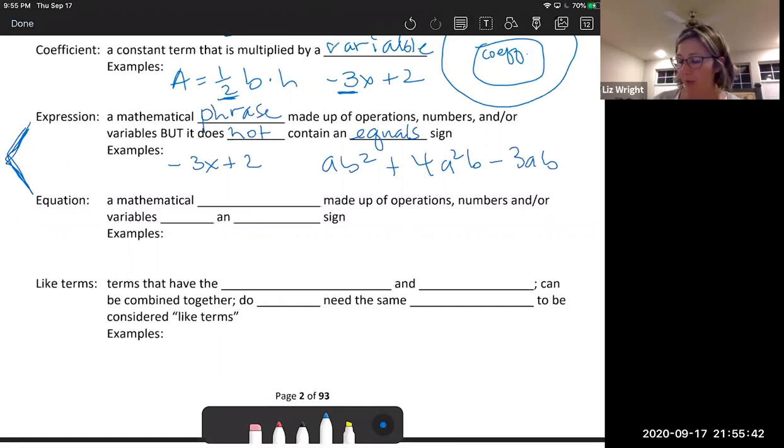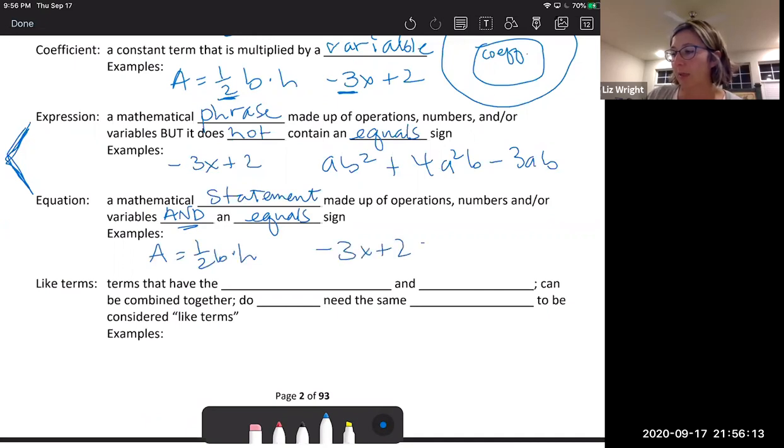For our next one where it says a mathematical statement, so instead of a phrase, we call it a statement. And it's made up of operations, numbers, and/or variables, and an equal sign. So that's your big distinction. One has an equal sign, one doesn't. So this one, we could say area equals 1/2 base times height. We could also say -3x plus 2 equals -15, something like that.